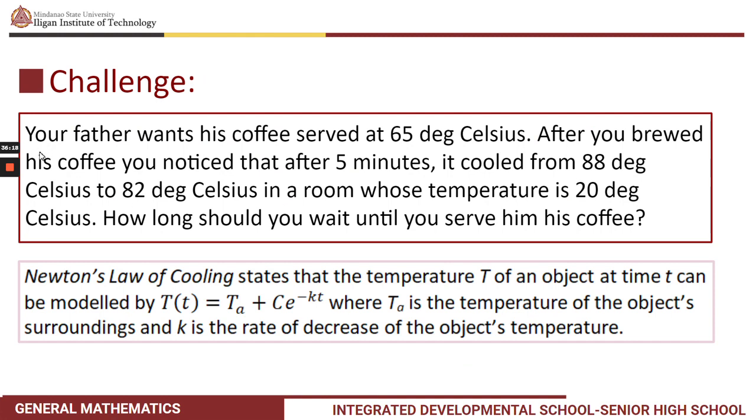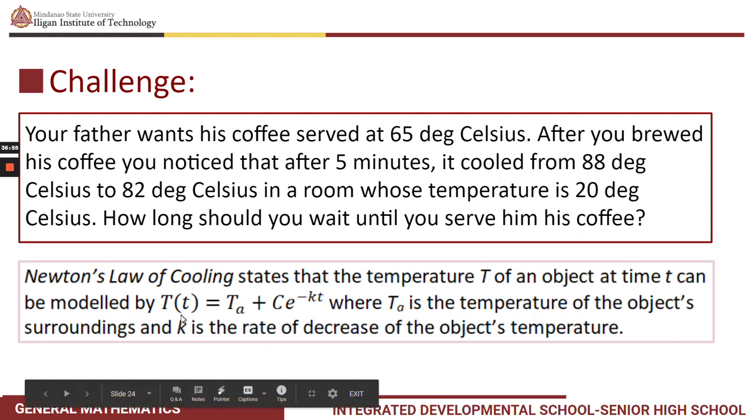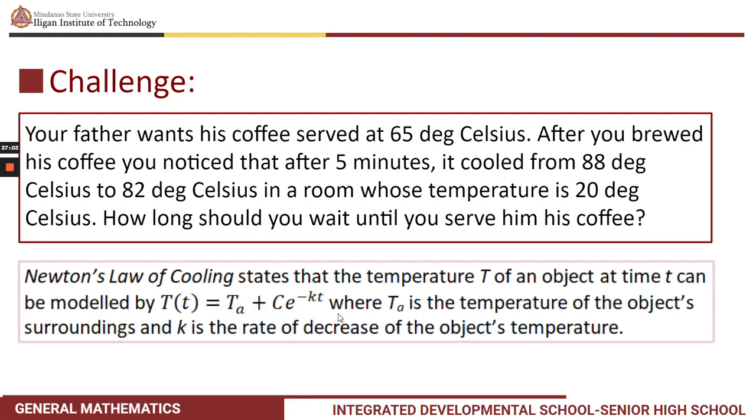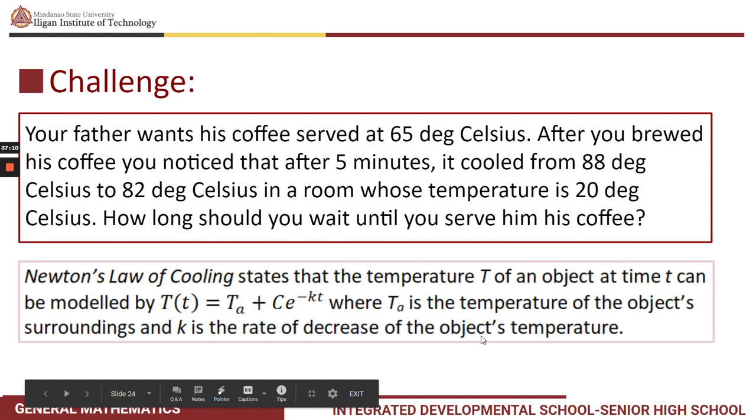Okay, try this problem. Your father wants his coffee served at 65 degrees Celsius. After you brewed his coffee, he noticed that after 5 minutes it cooled from 88 degrees Celsius to 82 degrees Celsius in a room whose temperature is 20 degrees Celsius. How long should you wait until you serve him his coffee? Note that Newton's law of cooling states that the temperature of an object at time t can be modeled by T of t equal to T sub a plus C e raised to negative kt, where T sub a is the temperature of the object's surroundings and k is the rate of decrease of the object's temperature.